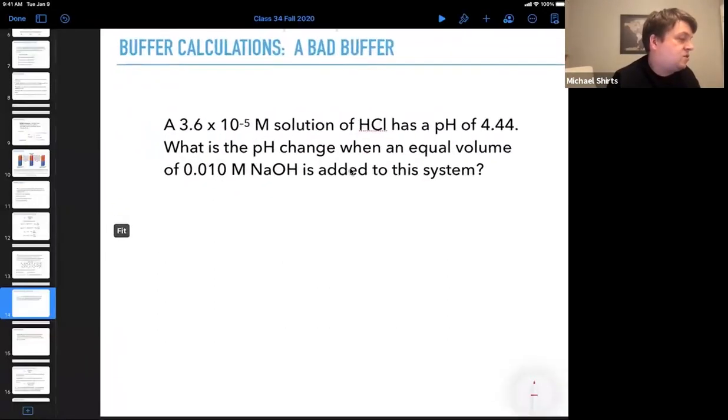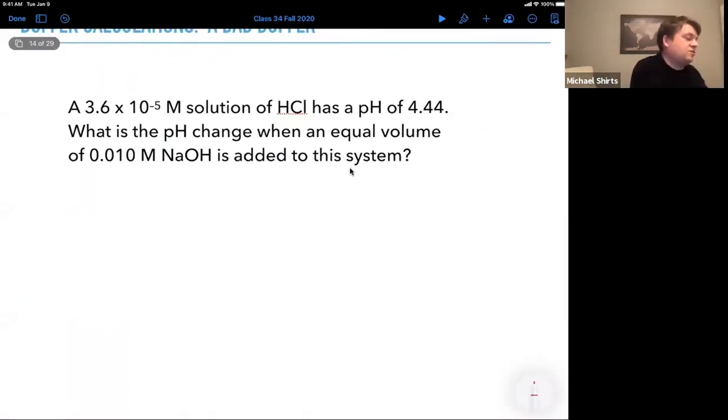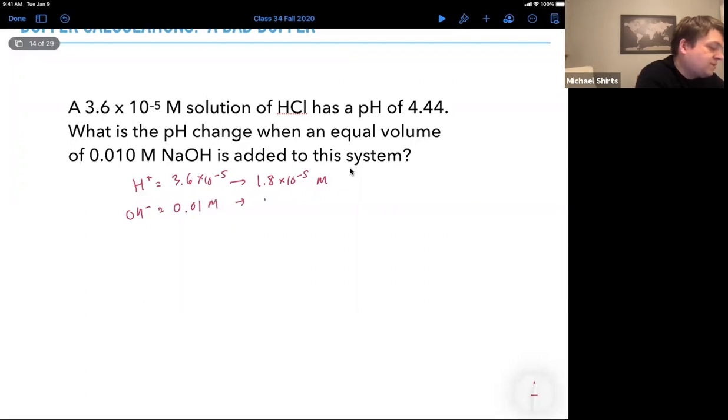So let's see. Our initial concentration of H+ is 3.6 times 10^-5. And then we double the volume. That takes us down to 1.8 times 10^-5 molar. Our OH- concentration is 0.01 molar. It's equal volumes, so because we're pouring the two volumes together, that takes us down to 0.005 molar. And then they react with each other. When they react with each other, essentially the H+ goes to 0.